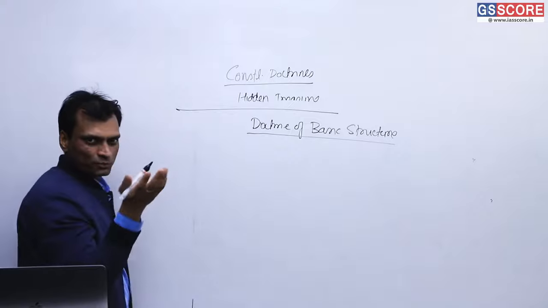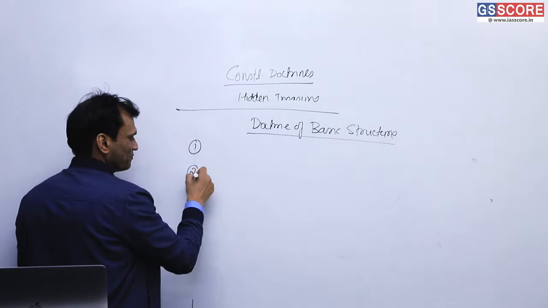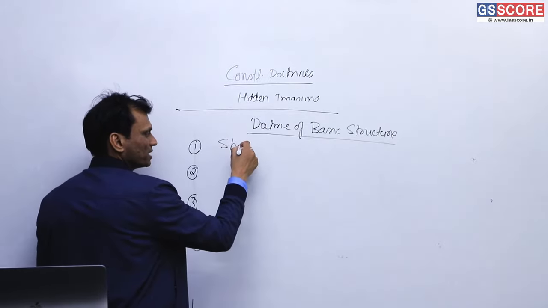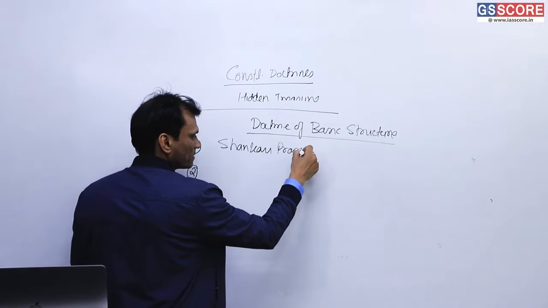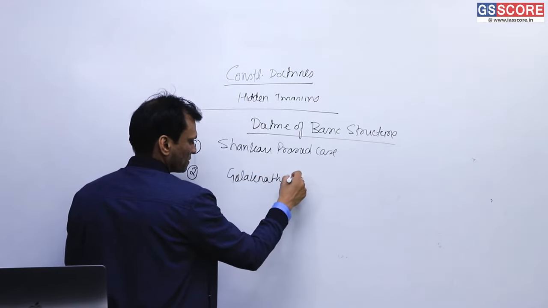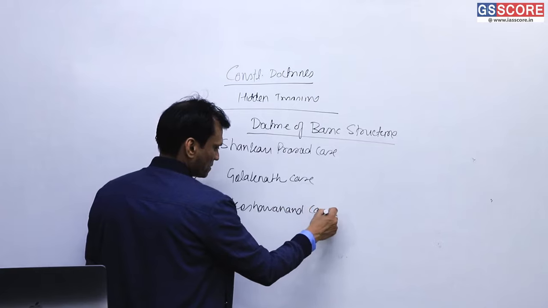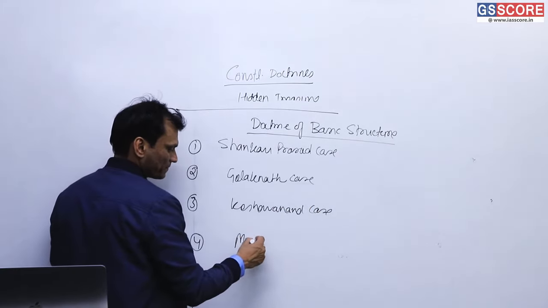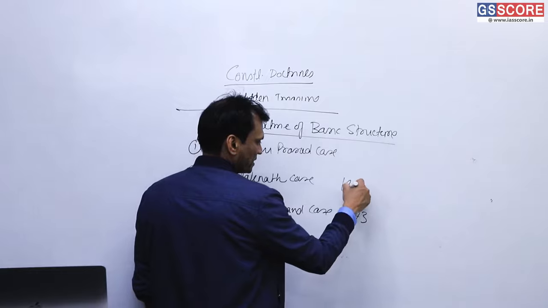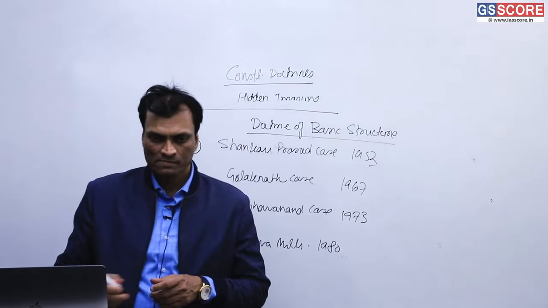And we know very well, those people who are a fan of facts and want always to write something, I'll give that there are few cases we need to know. And without burdening you with something excessive, I will mention only four. Shankari case. Then we have Golaknath. Then we have Keshwanand. Then we have Minerva Mills, 1980, 1973, 1967, 1952. So what happened? Now please understand very clearly.